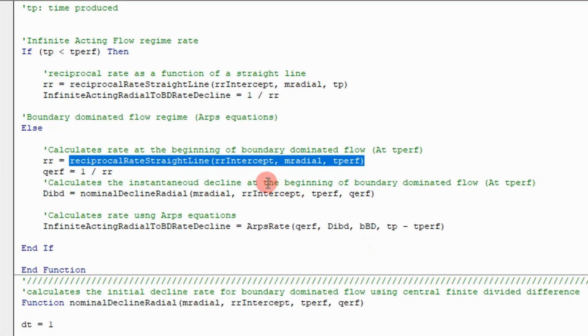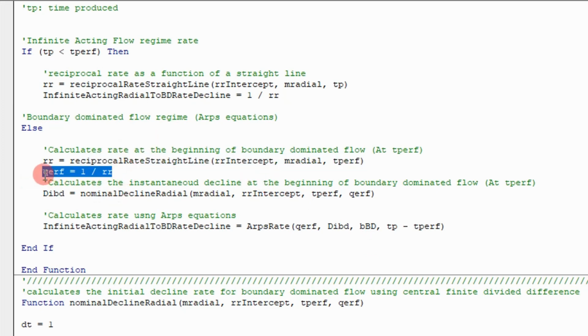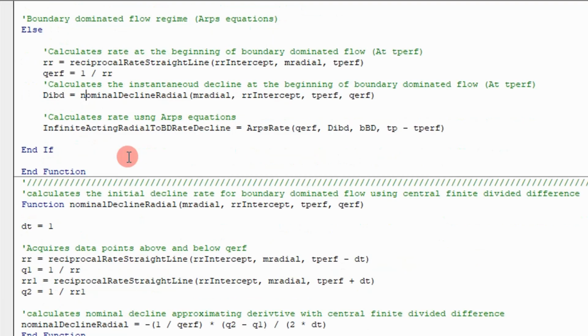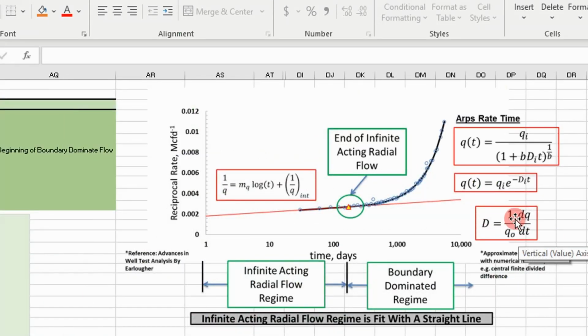And like I said, guys, I'm going through this fast. Pause the video, work through it, you'll understand it. So I calculate the rate at the end of radial flow, and then I need to calculate the initial decline. So how do I do that? I just use this equation right here at this point. And I'm going to use the central finite divided difference to calculate that.